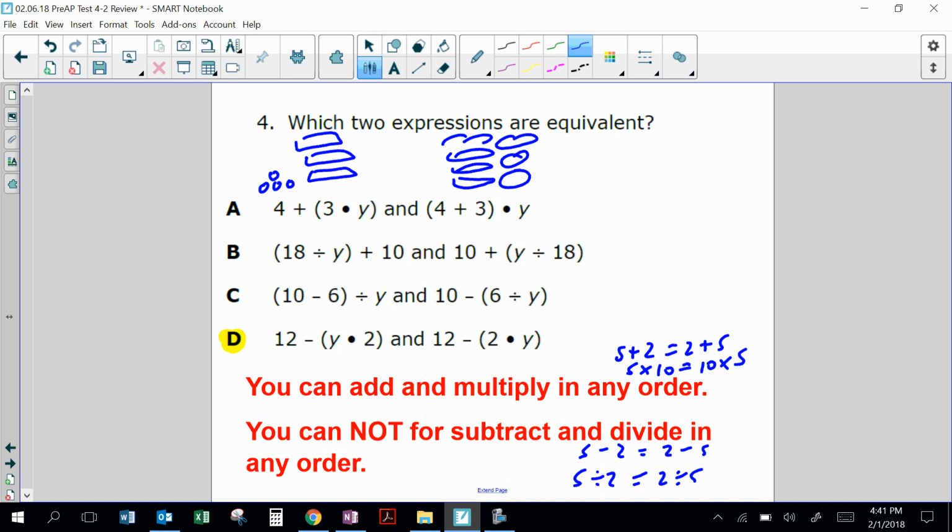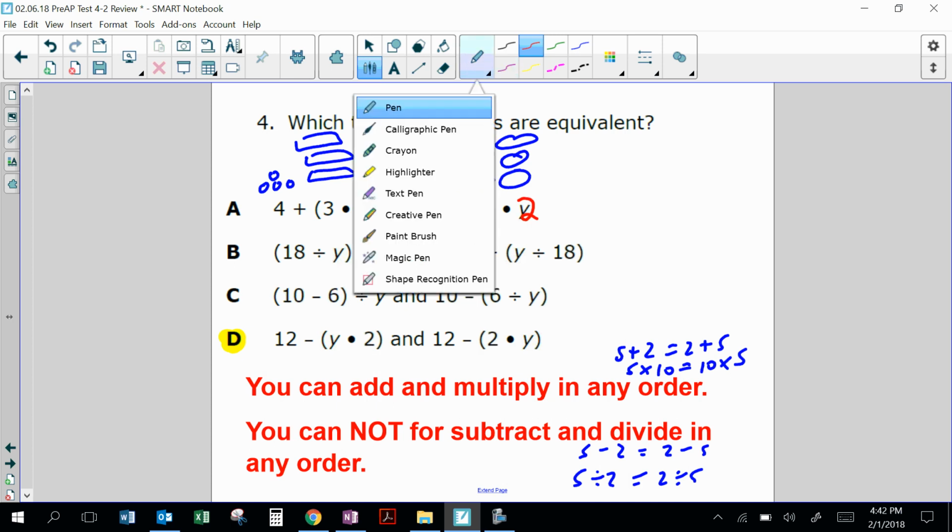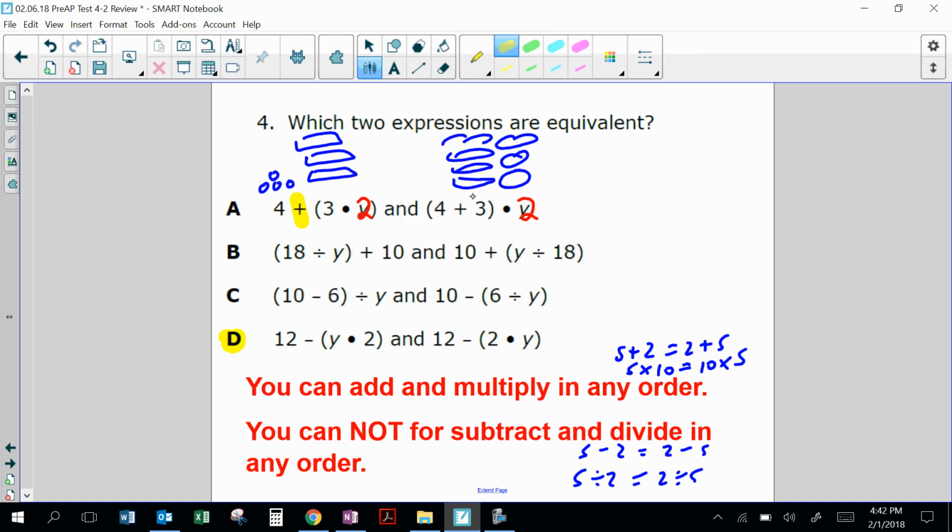I had several students who said, I like using actual numbers. I like working with numbers. Oh, I do too. What if I replace this y with 2 and replace this y with 2? Will it mean the same thing? Well, if this is an order of operations problem, highlight, highlight. 4 plus 6 is 10. Is 4 plus 3, 7 times 2, is 14. Are they the same? No.